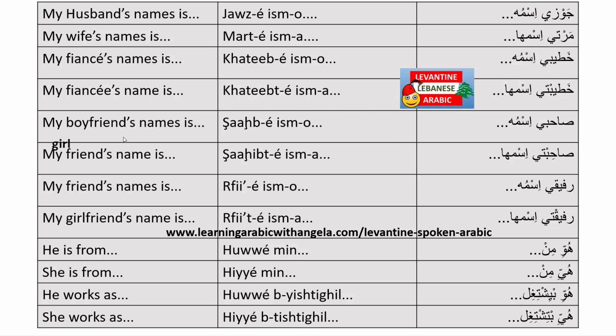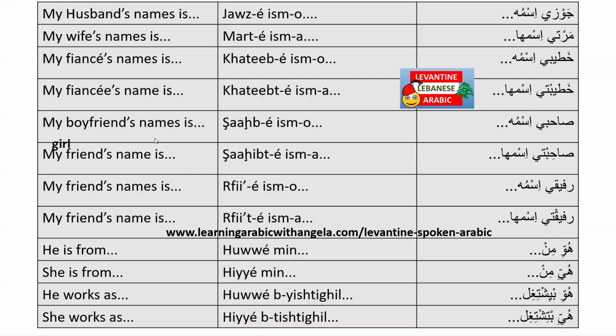My boyfriend's name. Now we have boyfriend and friend in Arabic, and we actually have a difference between those both. So a boyfriend, صاحب, that's a boyfriend, but a friend is رفيق. So there's a difference in the meaning. So if you say صاحبي, that means my boyfriend, generally speaking. But if you say رفيقي, just a friend. رفيقي, my friend. So صاحبي, my boyfriend. رفيقي, my friend. In the feminine, صاحبتي. صاحبتي is a girlfriend. صاحبتي, my girlfriend. رفيقة is a friend. رفيقتي, my friend.